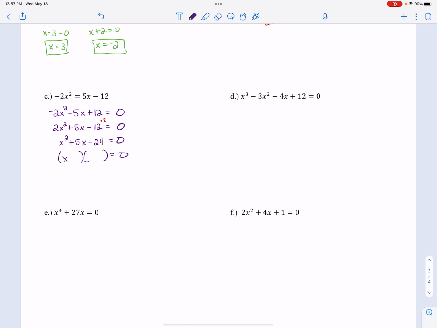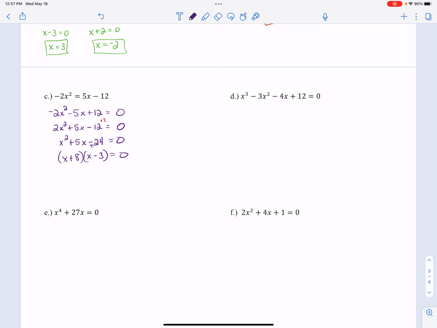I need two things that multiply to give me 24 and add to give me 5. So 6 and 4 doesn't add to 5, but 8 and 3 does. I know they're going to have different signs because that's negative. And the 5 has to be positive, so I'll make 8 positive, 3 negative.